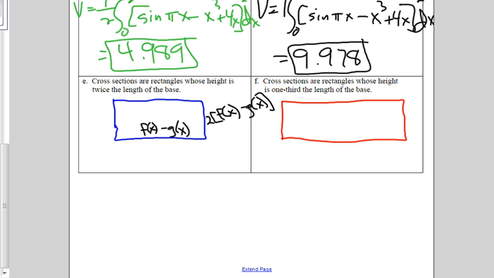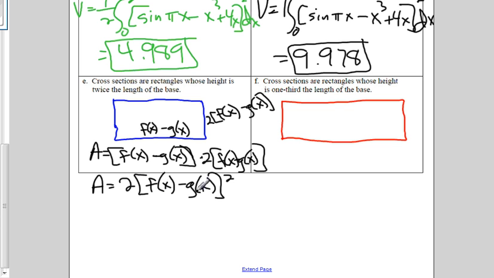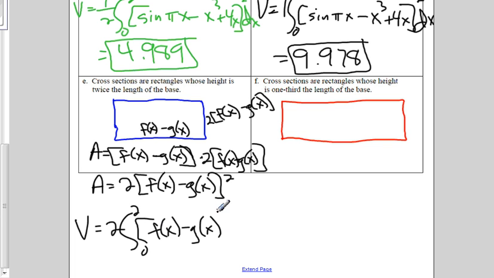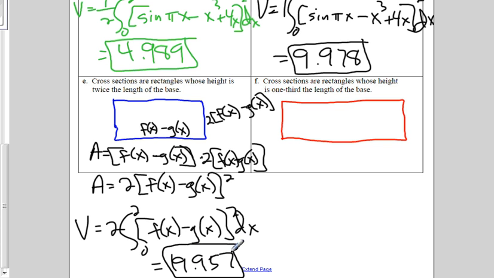And let's write that down. So the area equals 2 times f of x minus g of x all squared, which is twice whatever the square would have been. And now how do I find the volume? Well, that's 2 times the integral from 0 to 2 of what we had for the square, f of x minus g of x, all squared dx, and now with the functions I have, I can put that into the calculator and get 19.957.